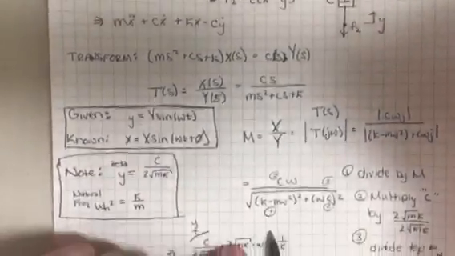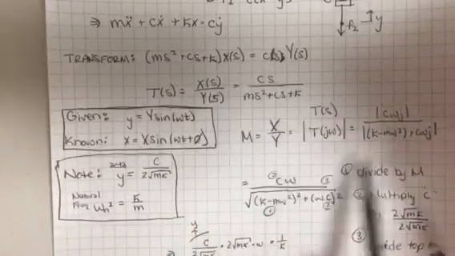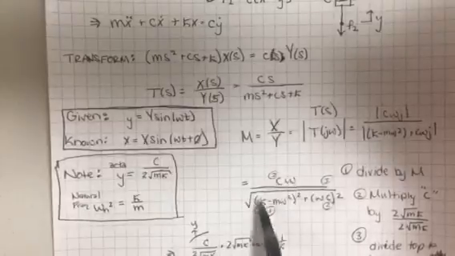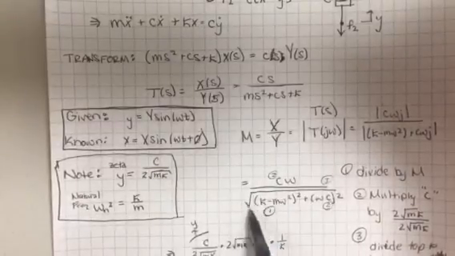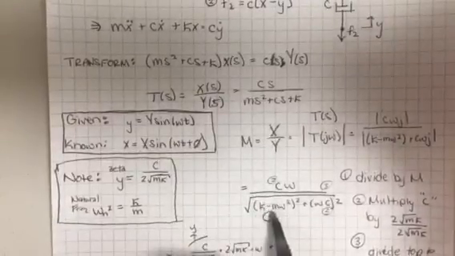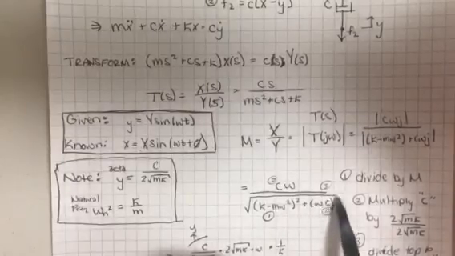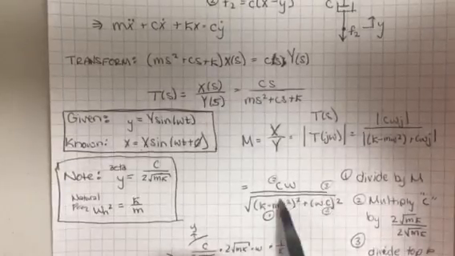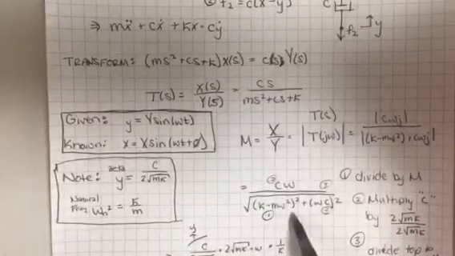You come down here, and you'll get c, the magnitude of the numerator will just be c omega, and then the magnitude of the denominator will be the square root of the quantity k minus m omega squared, that's squared, plus omega c squared. And then we want to manipulate this equation to make it more useful for us.